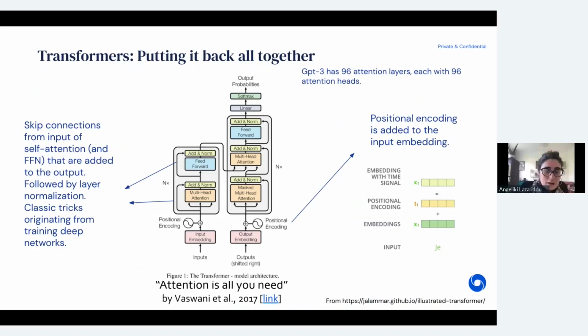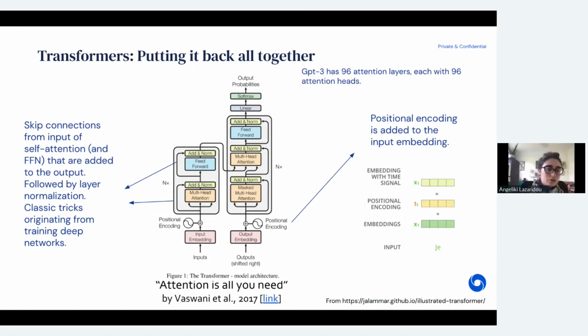The second bit that I would like to mention is the fact that the transformer has a number of other tricks added to it. Things like, for example, a skip connection. A skip connection is basically something that takes the input to a block and pipes it all the way into the output of the block.